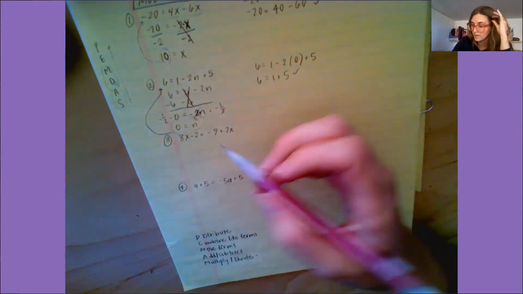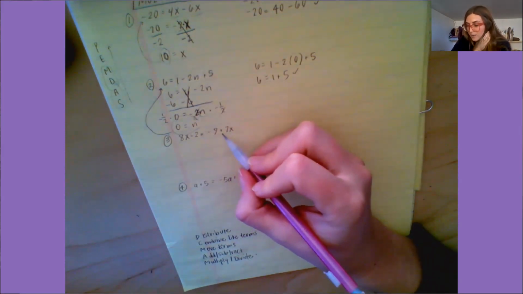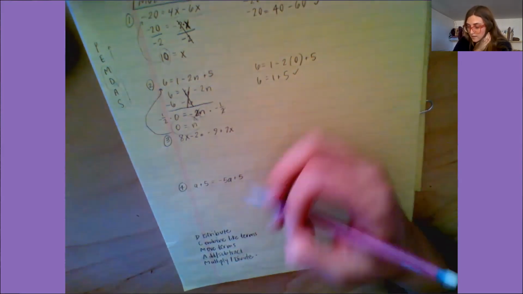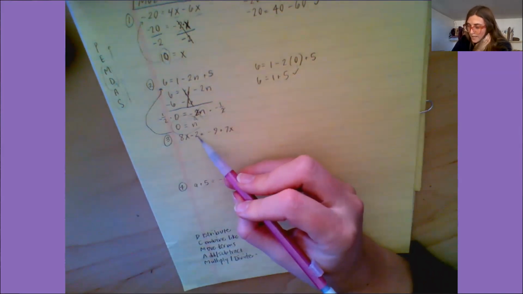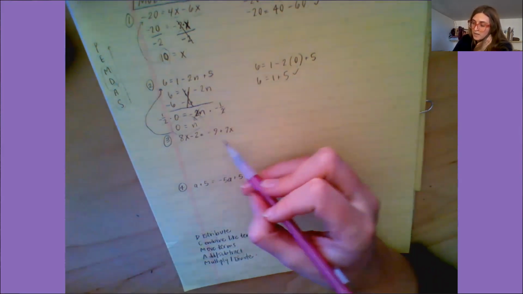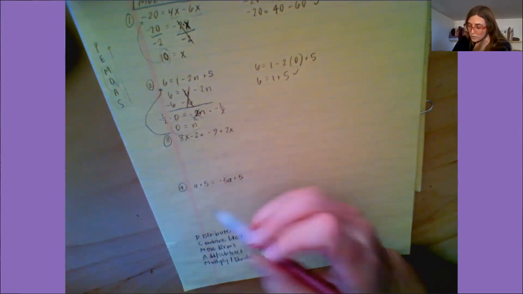Let's go on to this next one. 8x minus 2 equals -9 plus 7x. So distributing does not need to be done. Combining like terms, well, my 8x and my 2 are not like terms, so I can't combine them. And neither are the 9 and the 7x. So I can't really do that.